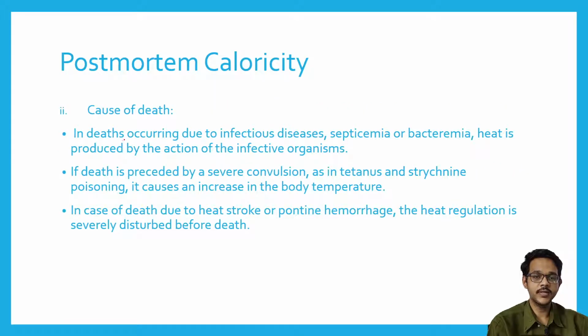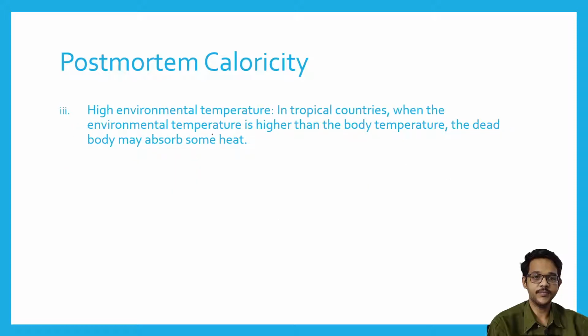In certain causes of death, body temperature increases. In infectious diseases like septicemia or bacteremia, heat is produced by the action of infective organisms. If death is preceded by severe convulsions, as in tetanus or strychnine poisoning, it causes an increase in body temperature. In death due to heat stroke or pontine hemorrhage, the heat regulation system is very disturbed before death, and there is also an increase in body temperature after death. In tropical countries, when the environmental temperature is higher than body temperature, the dead body may absorb some heat and not lose heat.